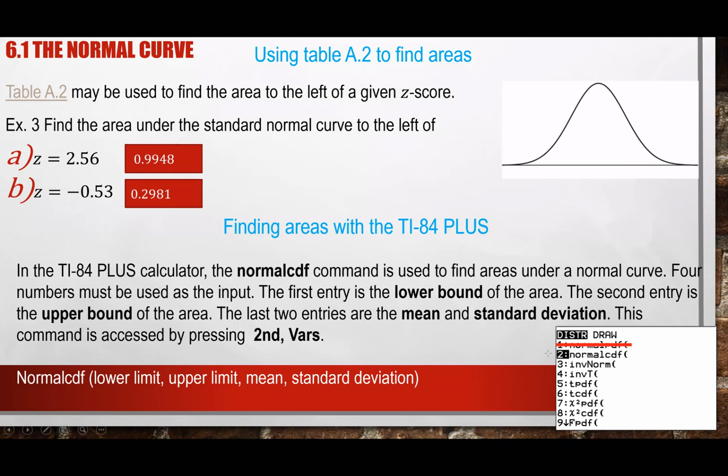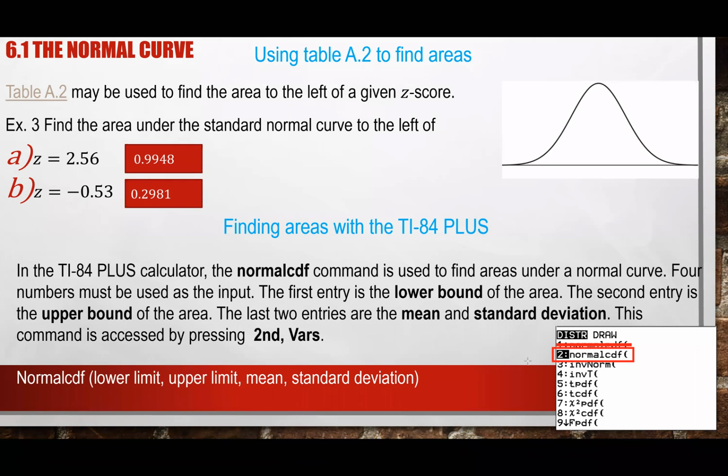The only things we're using are the normal CDF and the inverse norm, which you will see at the end of this chapter. But for now, to find the area, we're looking for a cumulative item, so we're looking for the normal CDF. Again, in chapter 5, when we found the probability of an exact value for the binomial distribution, we used the binomial PDF, and if we're looking for a cumulative probability, we used the binomial CDF. Similarly, here we're only using the cumulative item for the normal, okay?